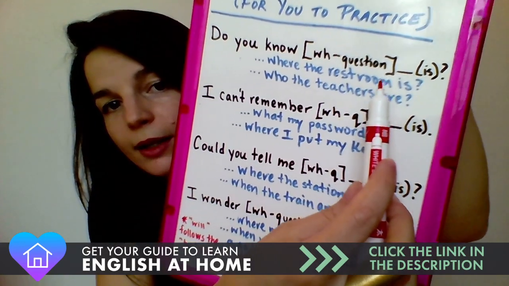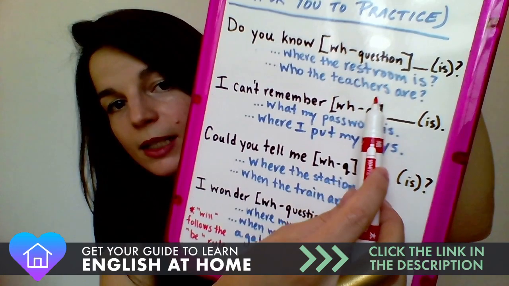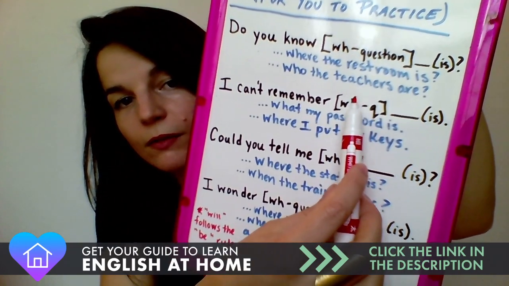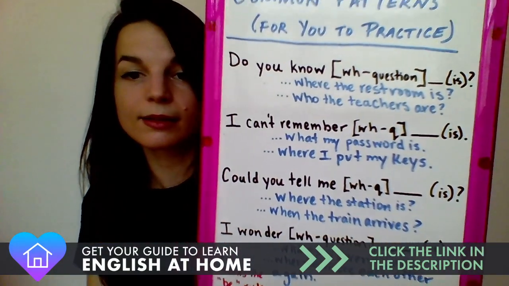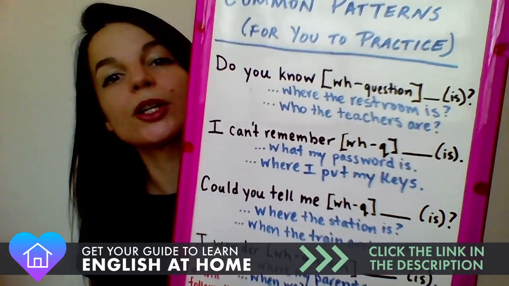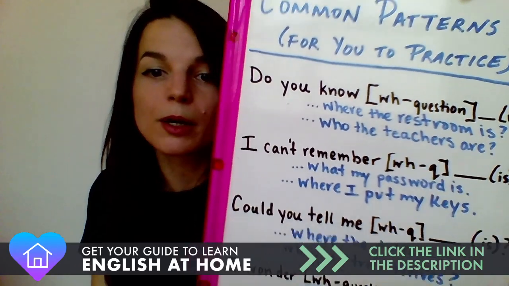Why did I use are in this sentence? The reason that are is here instead of is, is because teachers is plural, yeah? So if the question was just about one teacher, do you know who the teacher is? That would be fine. Who the teachers are. So please make sure to consider singular and plural forms.